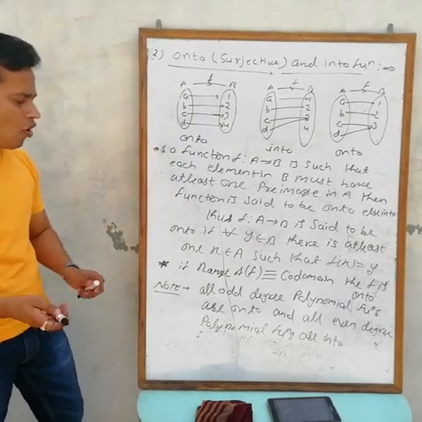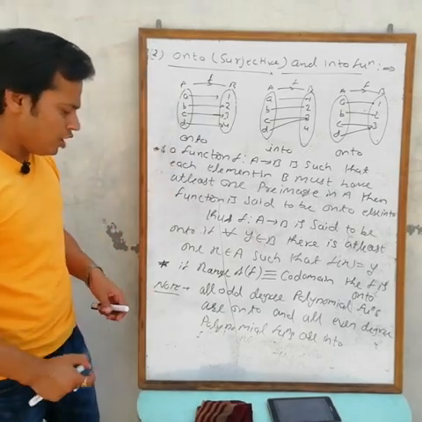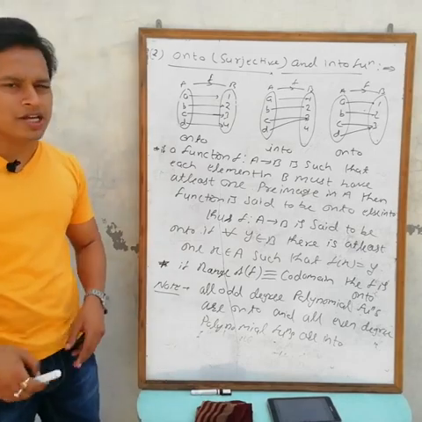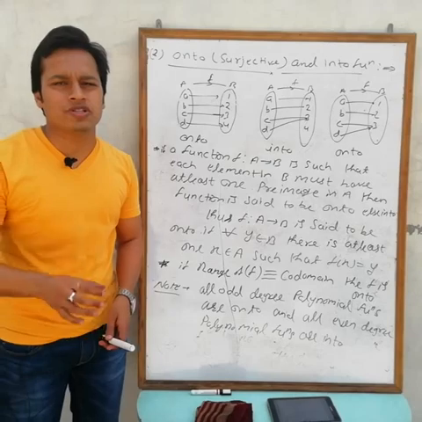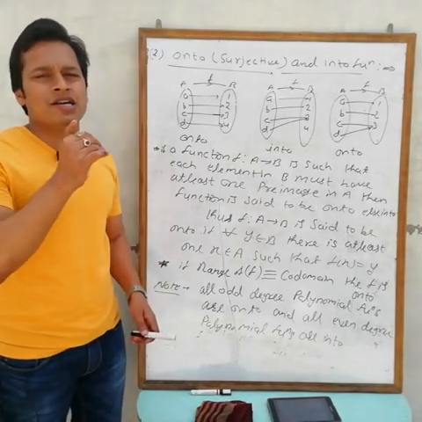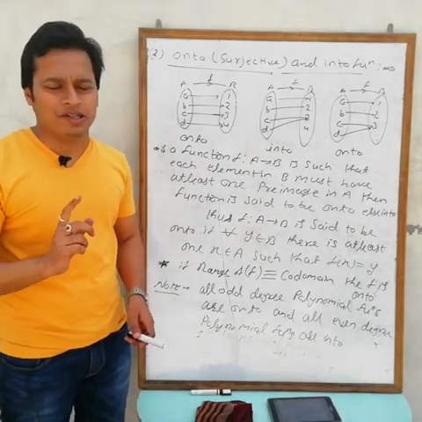If degree is odd, then function is onto. If degree is even, then function is into. And how to identify whether the function is onto or not? Just find the range. If range is equal to codomain, then onto, otherwise into.